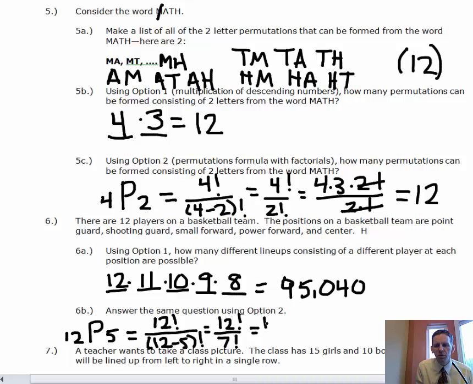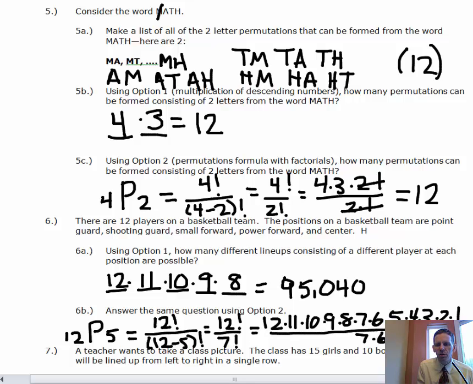When you do 12 factorial, it's 12 times 11 times 10 times 9 times 8 times 7 times 6 times 5 times 4 times 3 times 2 times 1. And when you do 7 factorial, you'll notice a lot of the same numbers: 7, 6, 5, 4, 3, 2, 1. If you look at what cancels, which would be your 7s, 6s, 5s, 4s, 3s, 2s, and 1s, you're left with the same 5 numbers that we multiplied in part A. So it should be no surprise your answer is still 95,040.